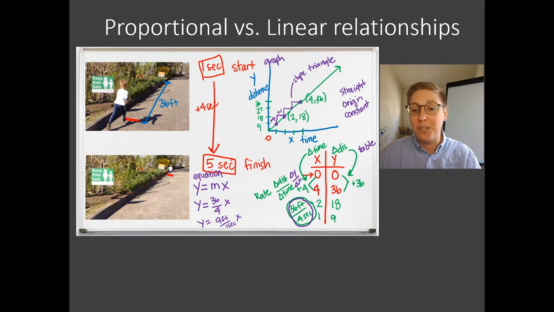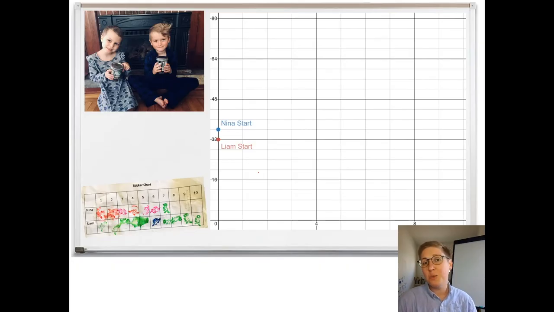Let's take a look at a linear relationship. The last situation was proportional. Liam was running at a constant rate, making a straight line on the graph. He had a starting value at 0 seconds, 0 feet. That is a proportional situation. I'm about to show you a situation that is not proportional. It is linear. Linear relationships still have a straight line, constant rate, but they don't have a starting value always at 0, 0.